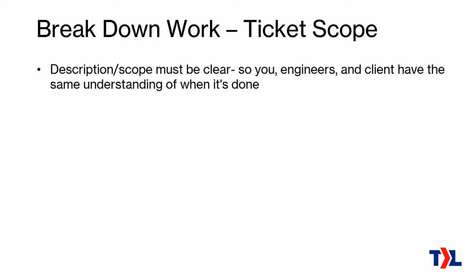Let's talk about how to communicate the scope. Okay, this is really important. The description and the scope must be very clear so that you and the engineers and the client have the same understanding of when it's done. We do not want to have a discussion where you as a project manager, engineer, and the client all look at some ticket and you've all got a different idea of whether it's done or not. We definitely don't want that. So we want to make sure it's documented very clearly to know when this ticket is done.